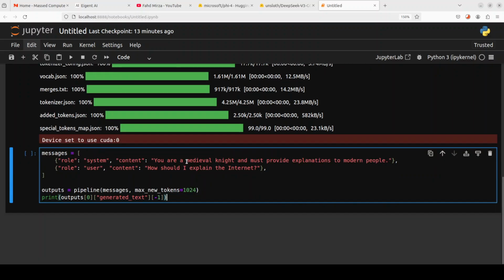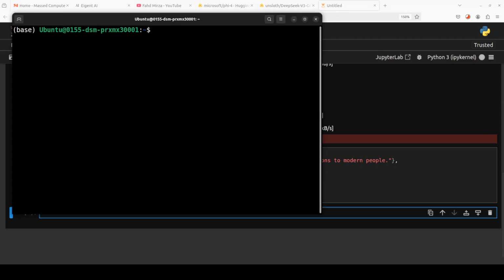So the inference is quite simple. In this one, we are just specifying the system prompt where we are telling the role of the model that you are a medieval knight and must provide explanations to modern people. And then we are asking it, how should I explain the internet? Then the pipeline is encoding it, the model is generating the output as per these hyperparameters, the tokenizer is decoding it back, and we are printing out the response. So let me run it.